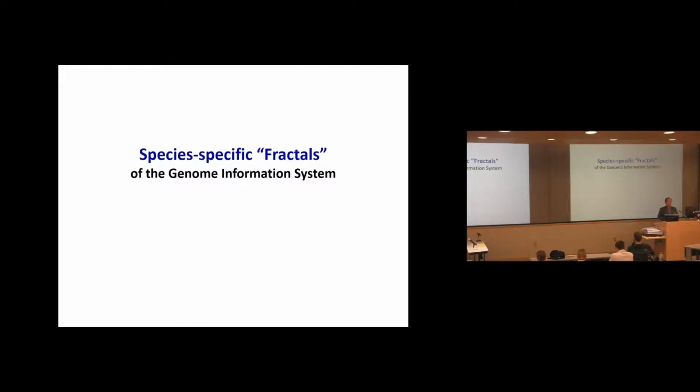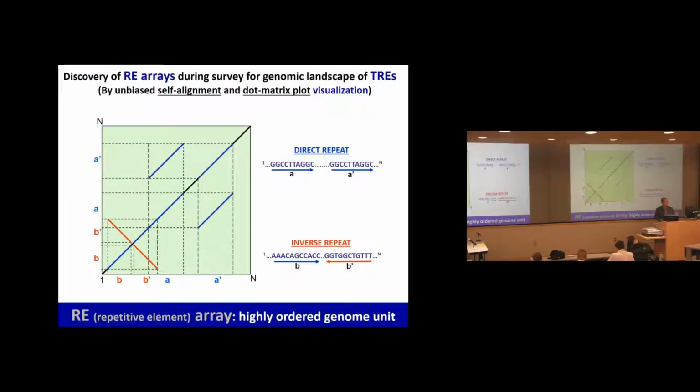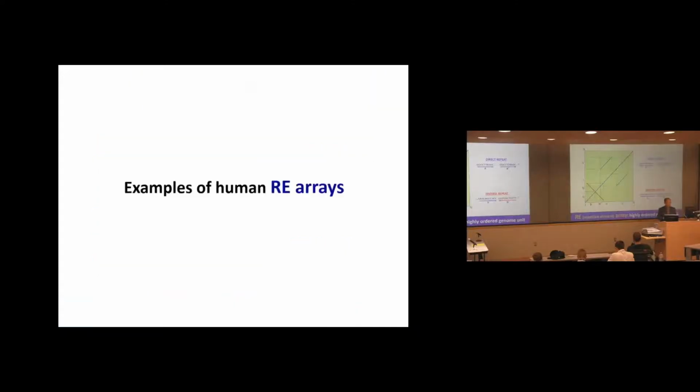During the course of our study to understand human diversity, we collected some interesting data. We call them the fractals in the genome. Our initial question was, is the genome ordered or just random? I shouldn't say random, but is the genome only for making conventional genes, or is the entire genome information system ordered into a certain configuration? So we adopted self-alignment and dot matrix presentation to see how the genome is organized with repetitive elements and others. And we found interesting structures, and we call them RE arrays. I presented this in this group before.